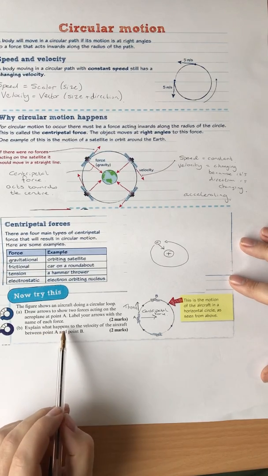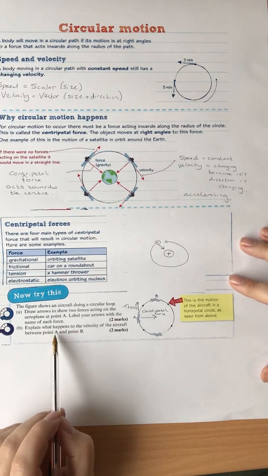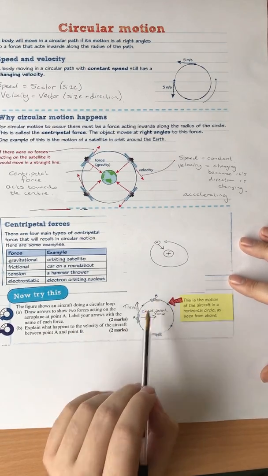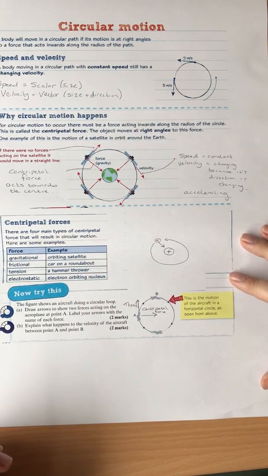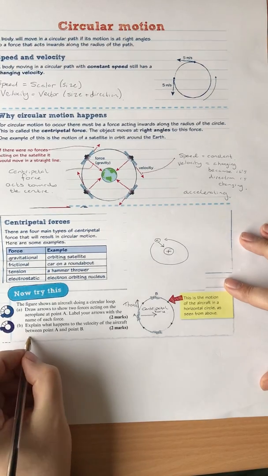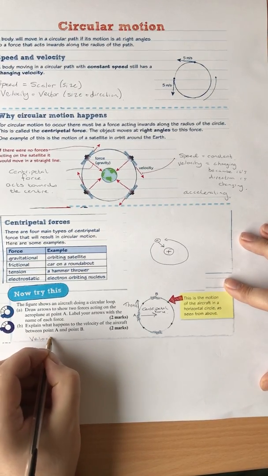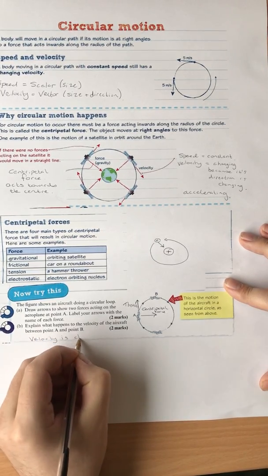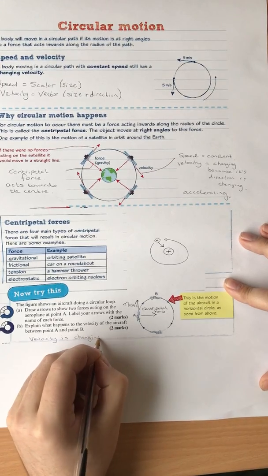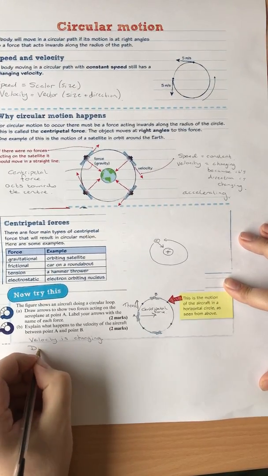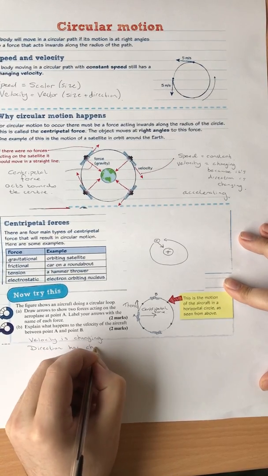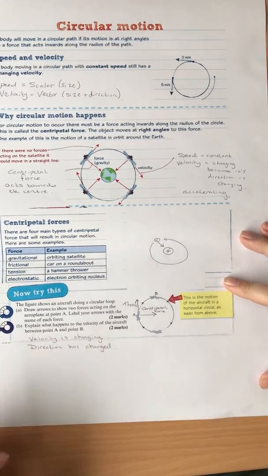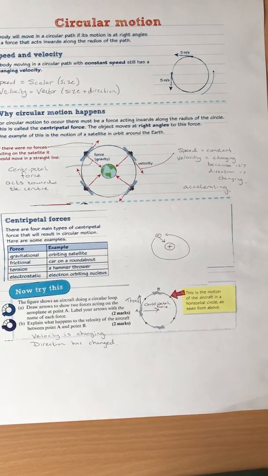Finally, explain what happens to the velocity of the aircraft between point A and B. 2 marks. Well, we know if something moves in a circular motion, it's traveling at a constant speed, but its velocity is changing. Why? Because its direction has changed. Therefore, that's the answer to the second one.